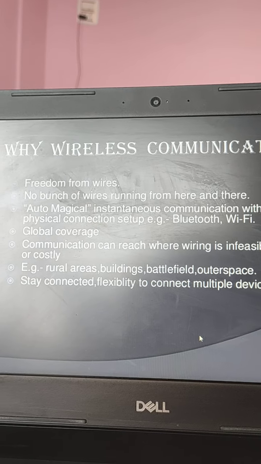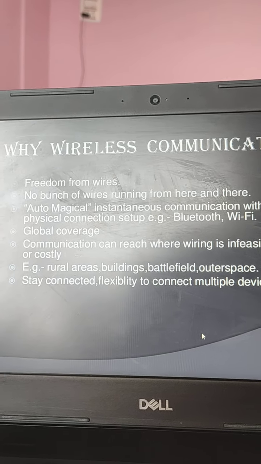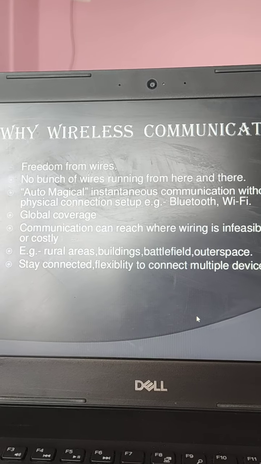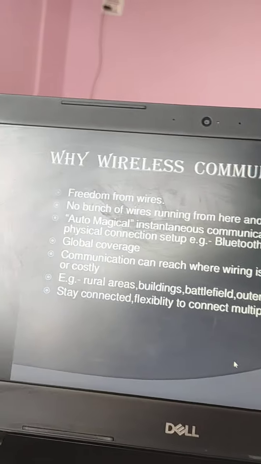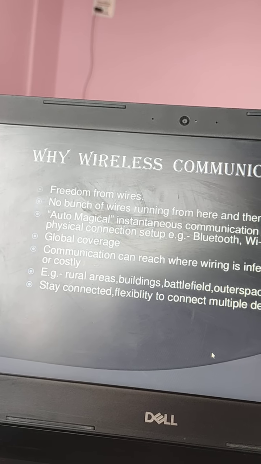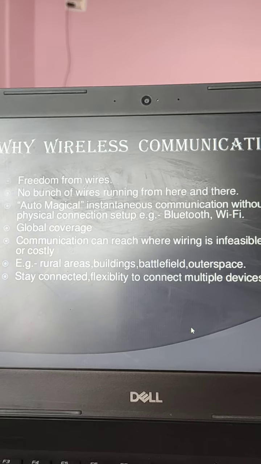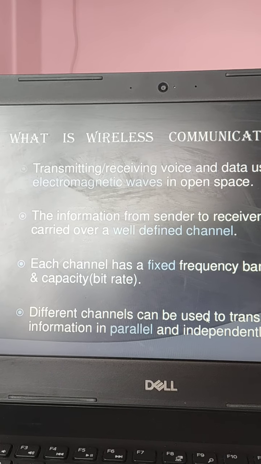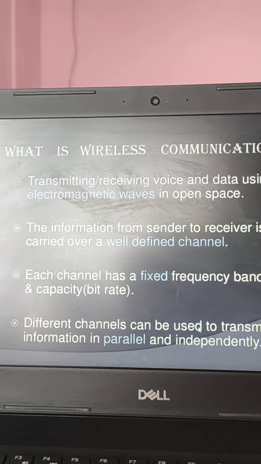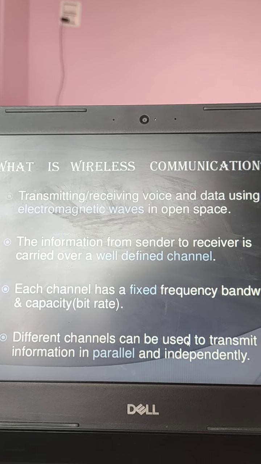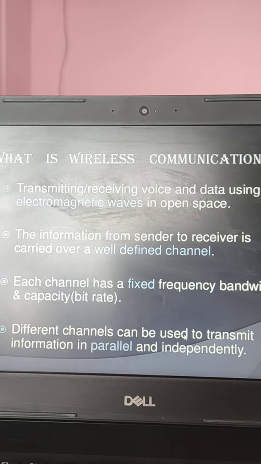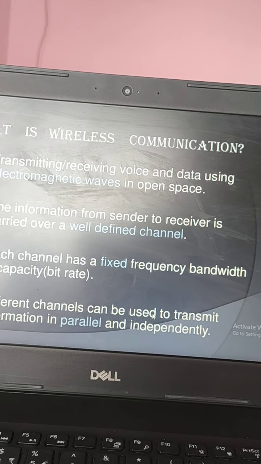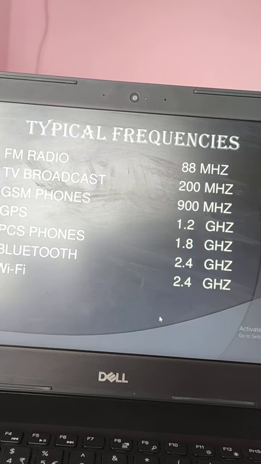Then communication can reach where wiring is costly or unavoidable, for example in rural areas and buildings like this. Another advantage is that you stay connected, with flexibility to connect multiple devices. Wireless communication is transmitting information through electromagnetic waves in open space. Information from a sender to a receiver is carried over a well-defined channel. Each channel has a fixed frequency, bandwidth and capacity.